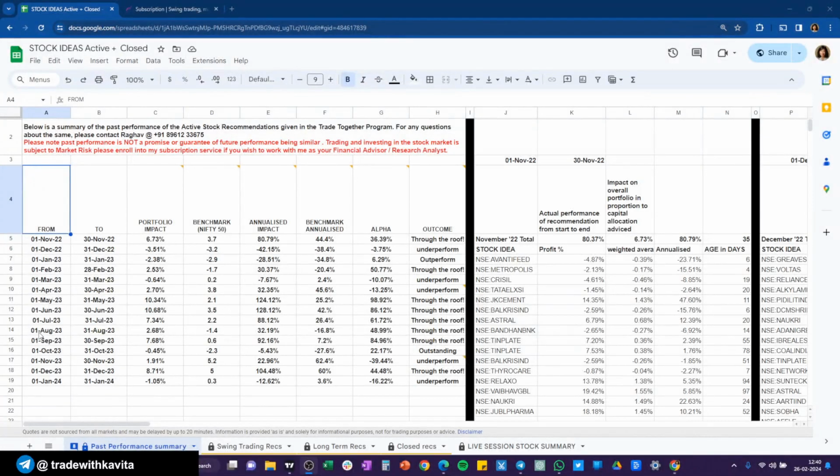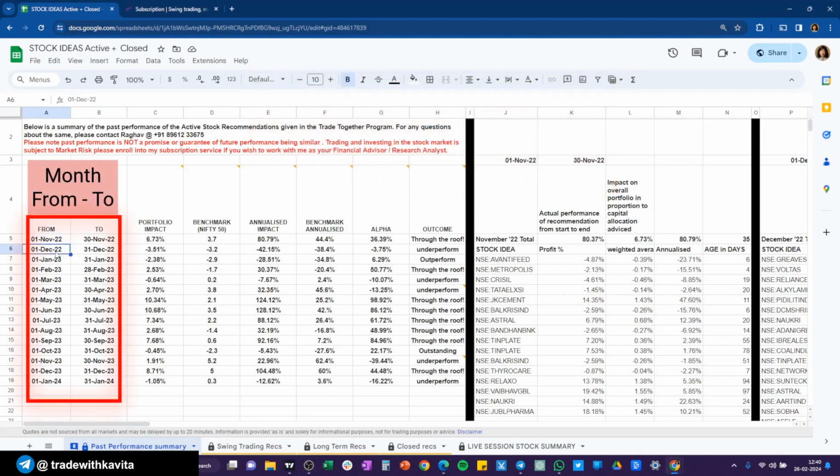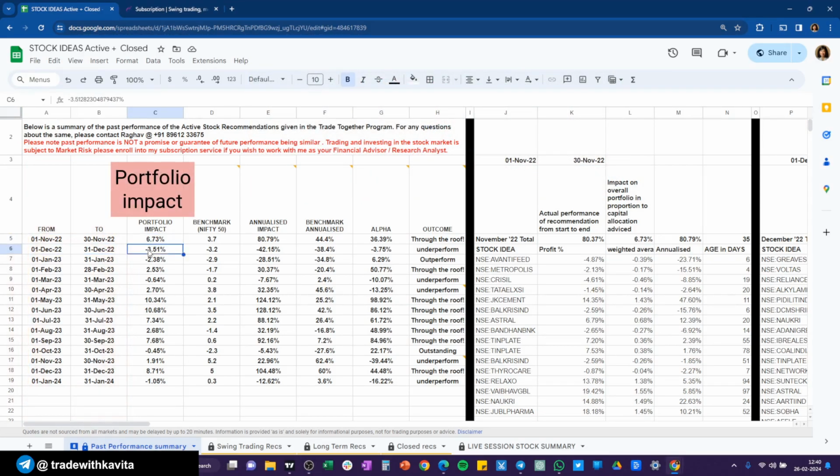Hi, this is Kavita Agrawal, and I want to explain how to view the past performance of the Trade Together program. Every month, we measure the portfolio impact delivered by the Trade Together program.